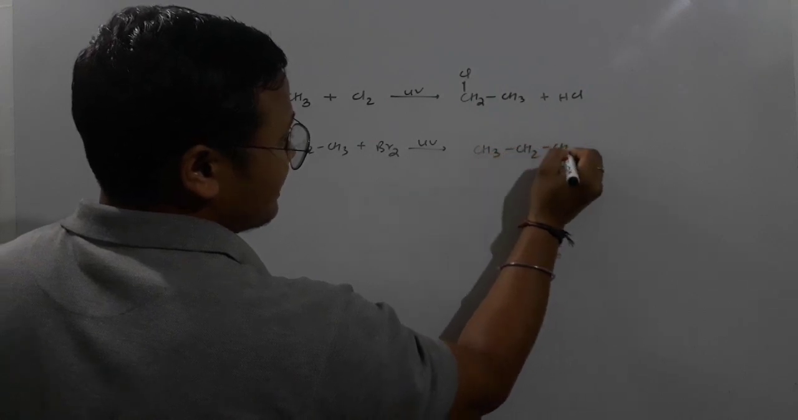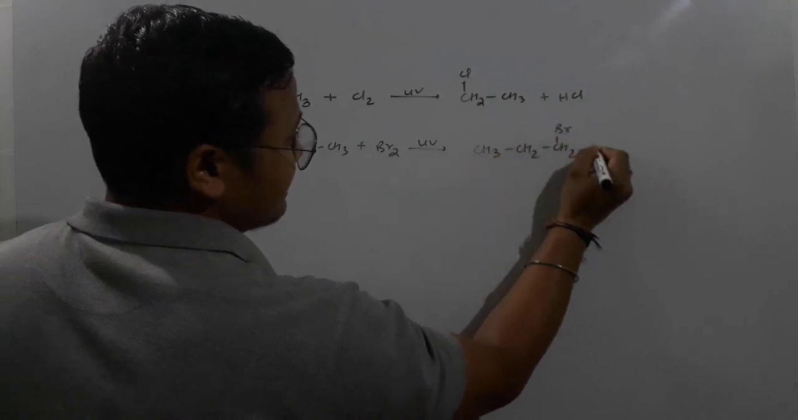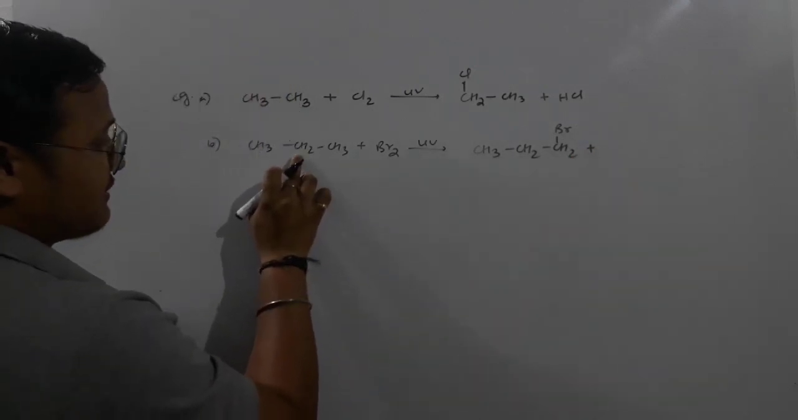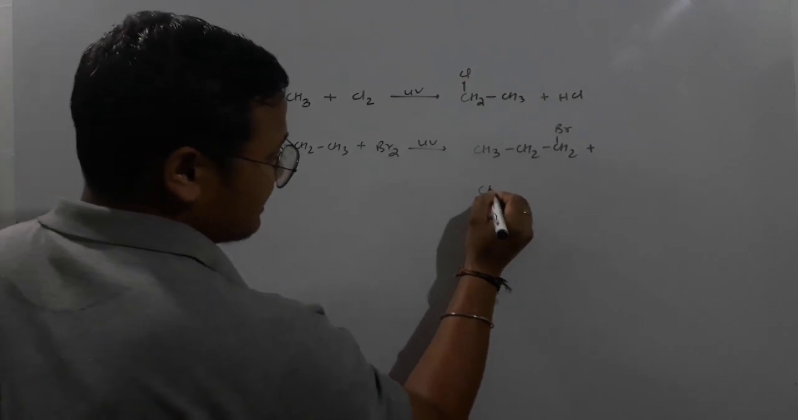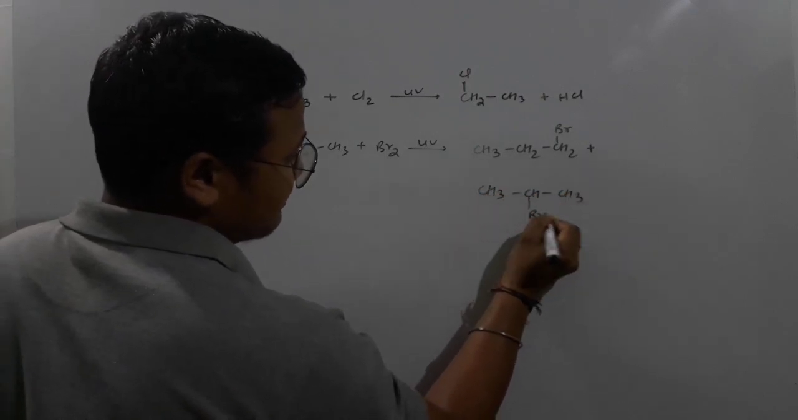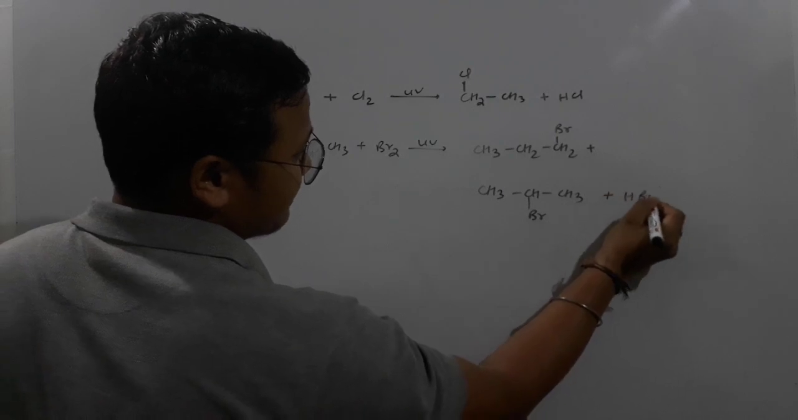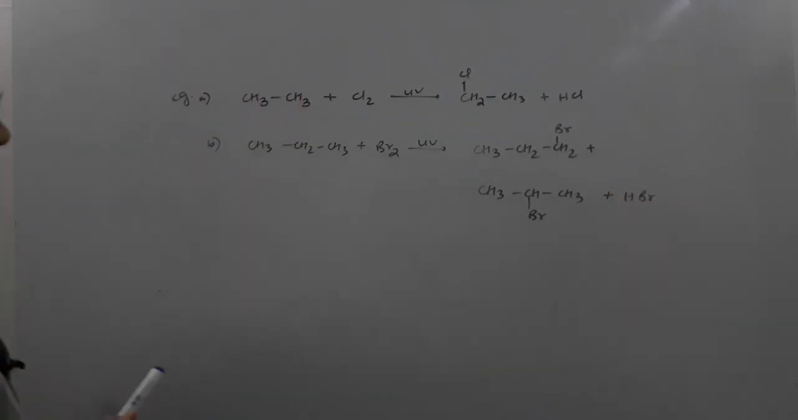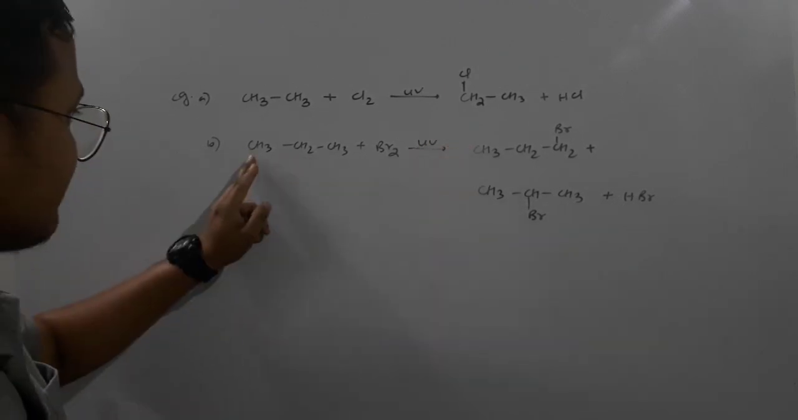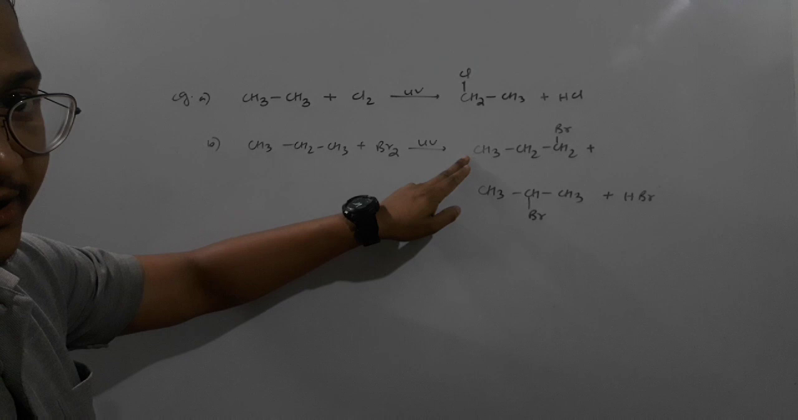Clear? Say I am writing this one. And another one, look at here. I can substitute the hydrogen from here. And if I substitute, it will look like this, right? CH3CHBrCH3, say I am writing Br here, plus HBr. Clear? So guys, look at it. These are the 2 possible products here. I can substitute from here also, but it will be the same one here.